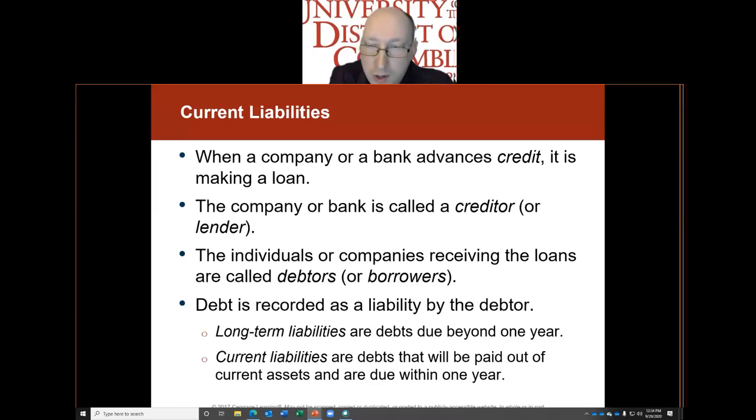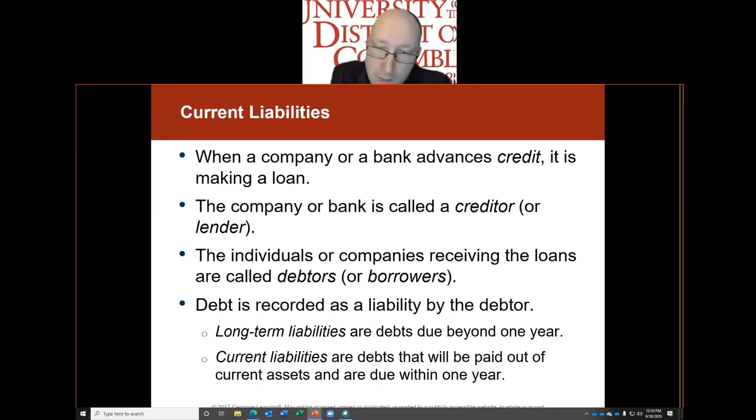Debt is recorded as a liability by the debtor. So if you owe someone money, you personally have a liability, and that liability is debt. And we record that debt as a liability.